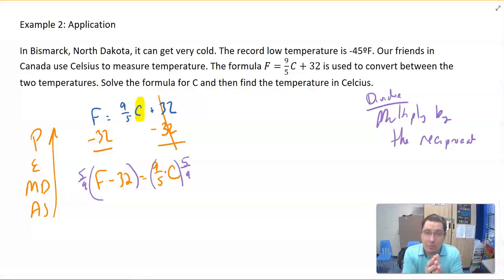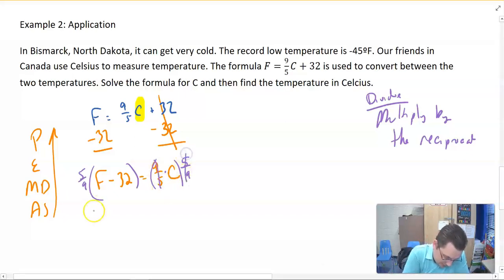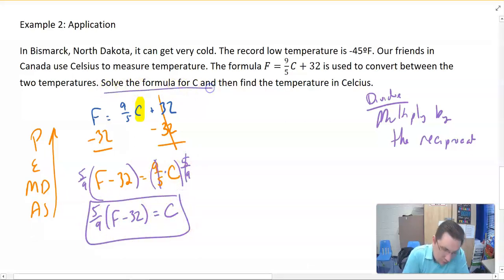Now with multiplication, that means potentially we have to distribute sometimes. In this case, we're not, but we could if it's going to simplify the problem further. The 9/5 and the 5/9 will cancel, and so we get 5/9 times F minus 32 is all equal to C. So this is it solved for C. The reason we solved this for C is that now we can plug in any temperature in Fahrenheit and just do our order of operations down to simplify it.